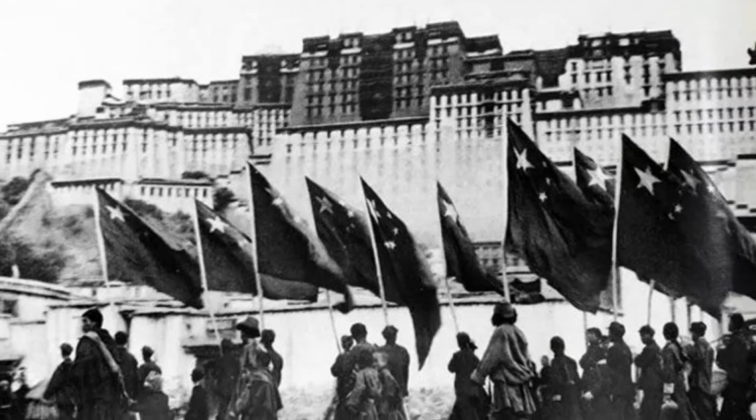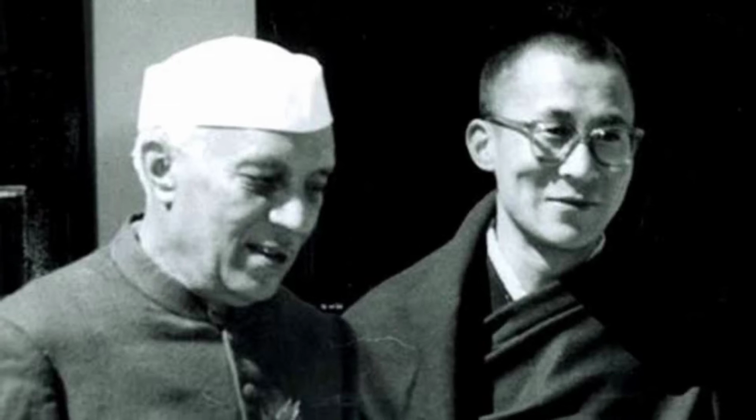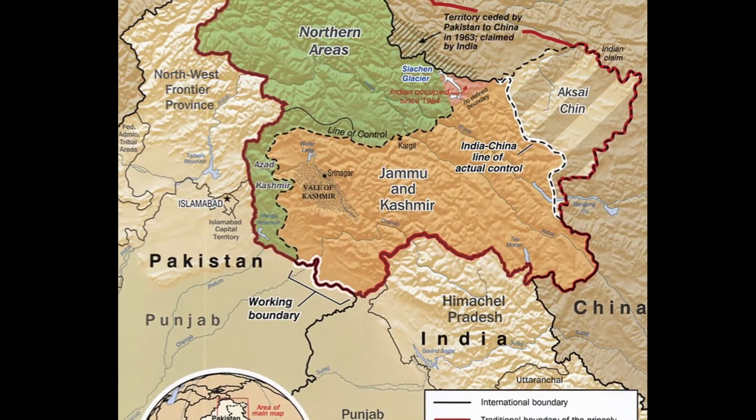Relations reached a tipping point in 1959, when the Dalai Lama, Tibet's spiritual and political leader, fled into exile in the face of another Chinese onslaught. Indian Prime Minister Jawaharlal Nehru reluctantly granted the Dalai Lama sanctuary in India, provoking Mao. In 1961, Nehru instituted the Forward Policy, in which India sought to deploy patrols north of Chinese positions to cut them off from their supply lines.